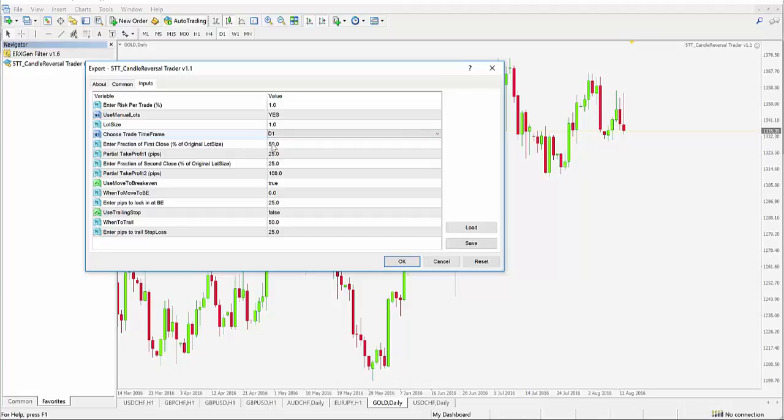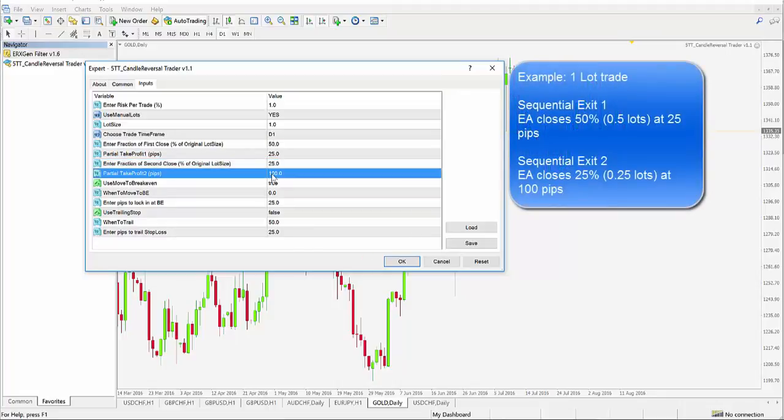Because I like to exit my trades in sequence, this is the first exit level, 50% of the trade. So what this means is 50% of the trade is exited at 25 pips in profit. Then a further 25%, the second fraction, is exited at 100 pips in profit.